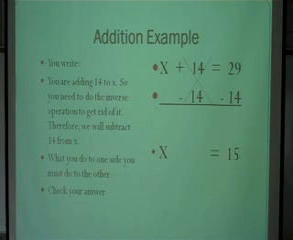Now we need to check our answer. We're going to use substitution like we did in the variables and expressions film. We're going to take the 15, take the x out, put the 15 in its place, solve the original problem, and if it's correct, then we've done it correctly. Is 15 plus 14 29? Yes, and we did it correctly.